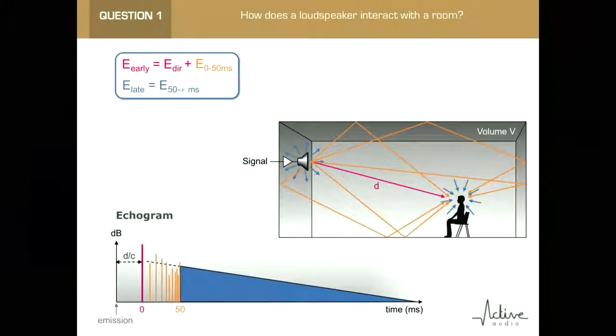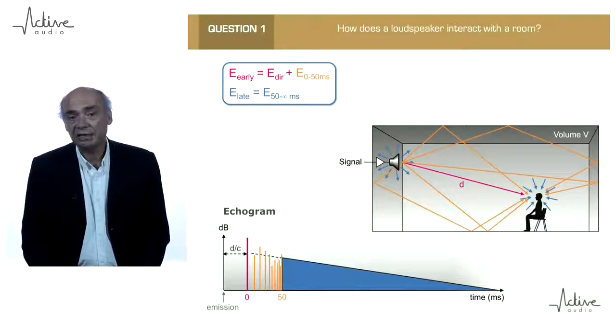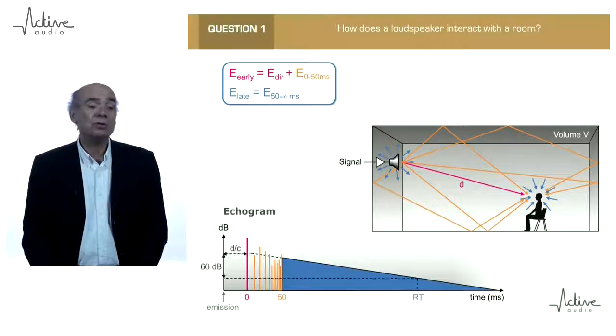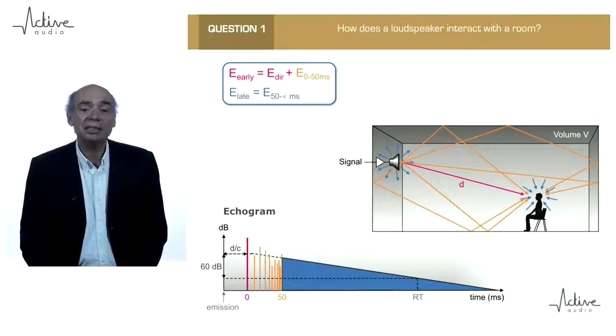After that, the density of echoes increases with time, and there are so many echoes that we look at these echoes in a statistical sense, and we characterize them by the total energy, the late energy E late, and also by the reverberation time, which is the time it takes for the sound to decay by 60 decibels.